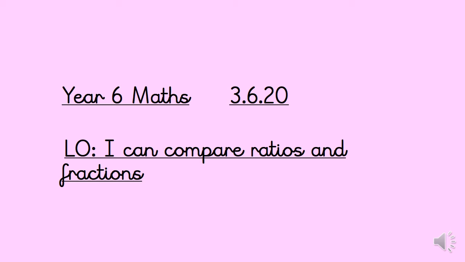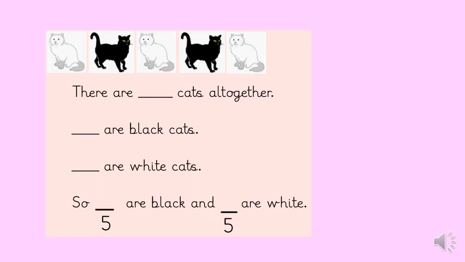This is Year 6 Maths for Wednesday the 3rd of June, and the learning objective is I can compare ratios and fractions. Today we're going to be thinking about how we can use fractions and ratios to describe the relationship between values. We know that fractions help us describe the parts of a whole, so we're going to start by using some fractions to describe this picture.